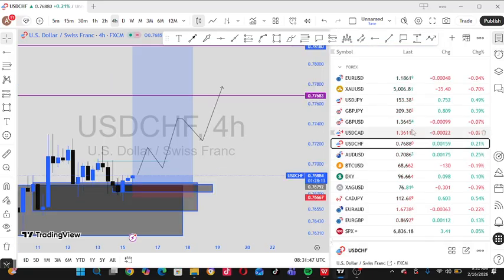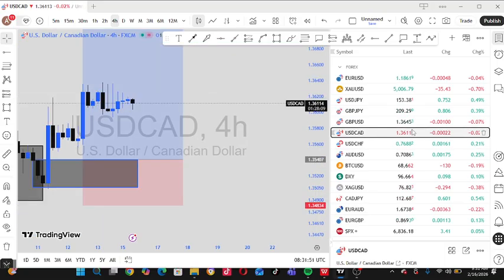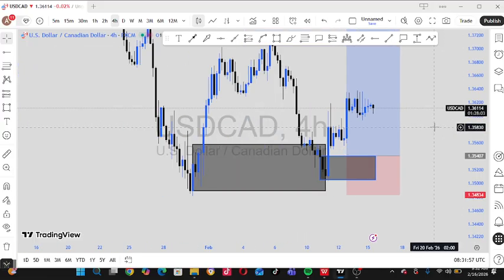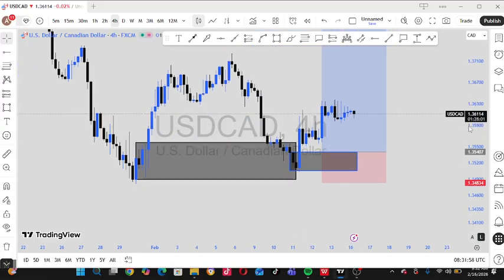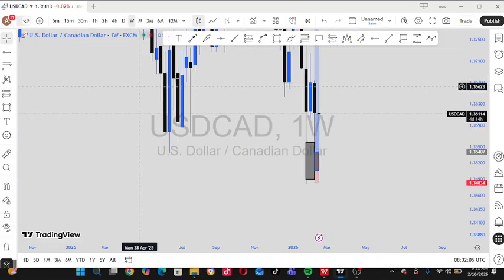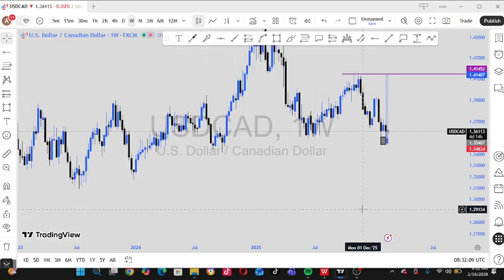Then the last one, let's check USDCAD. Okay, USDCAD we still have a setup. Some people will say, why are we not checking gold? We'll still check gold. Let's start from monthly, weekly, the way we always start.